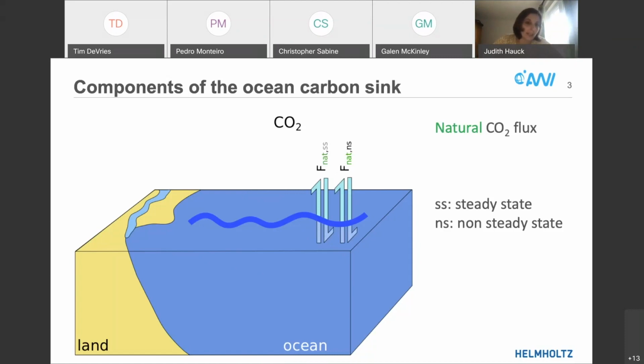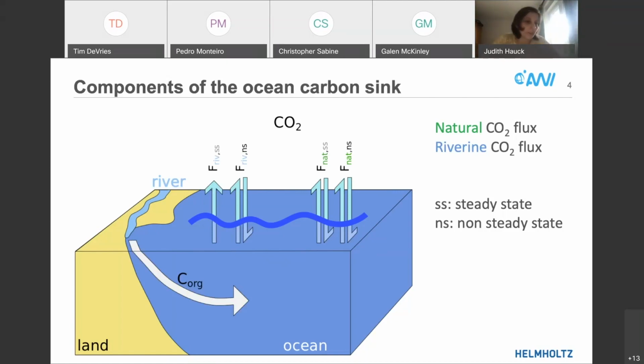Next slide. The first component is the natural CO2 flux. And in the following, I'm going to distinguish the steady state and non-steady state fluxes. The steady state is really just the long-term mean, and the non-steady is any deviation, so temporal and spatial variability deviating from the long-term mean. Thinking of that in a pre-industrial world, the non-steady state would just be natural variability. Next slide, please.